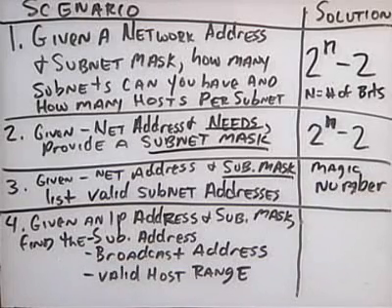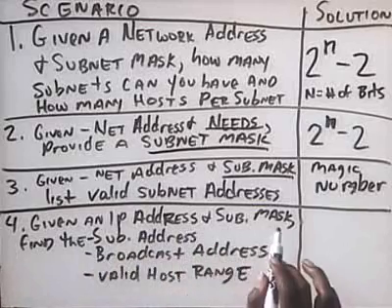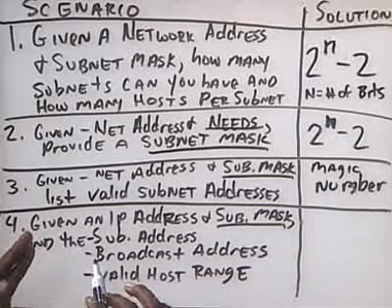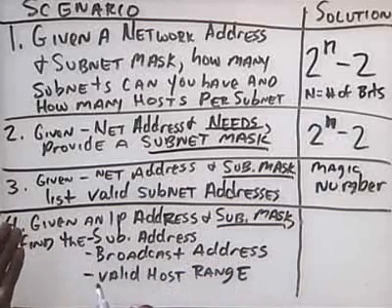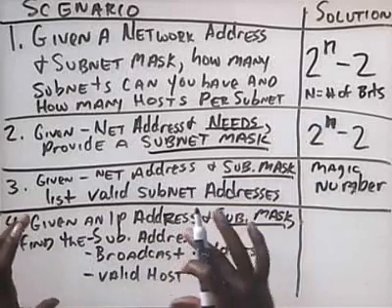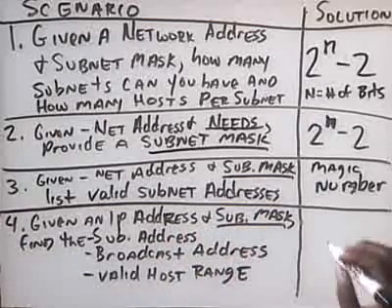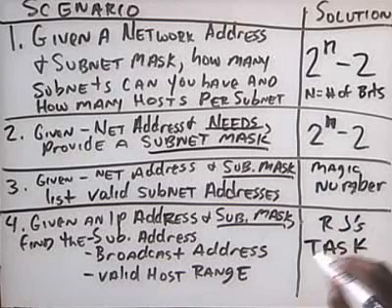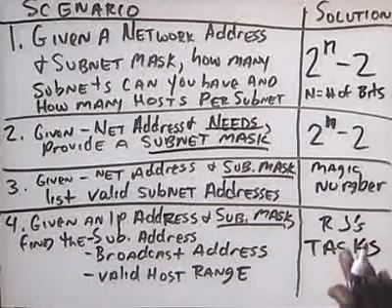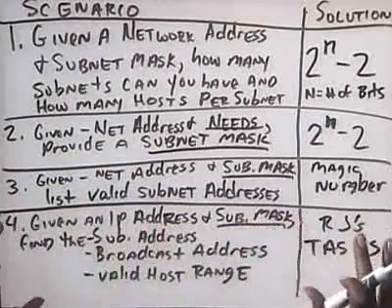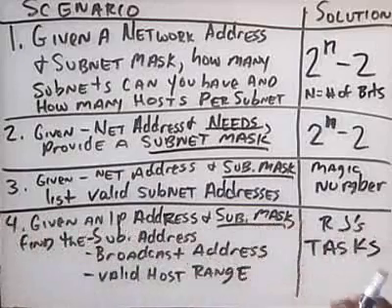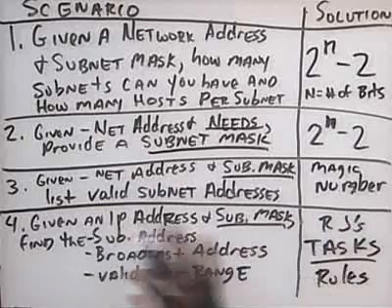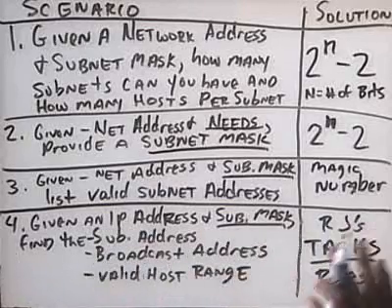The fourth scenario: given an IP address and subnet mask, find the subnet address, number 1, find the broadcast address, and find the valid host range. This scenario we'll address using that list of tasks. We'll say RJ's tasks or RJ's rules. Here we're just going to follow the rules that we laid out. We'll just follow the rules. So you could write that in there just to keep in mind. This method I call the trust the line method.